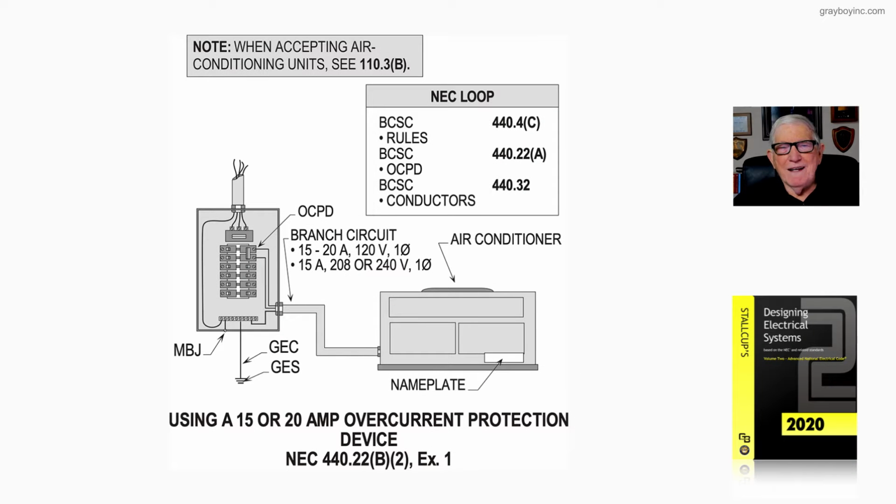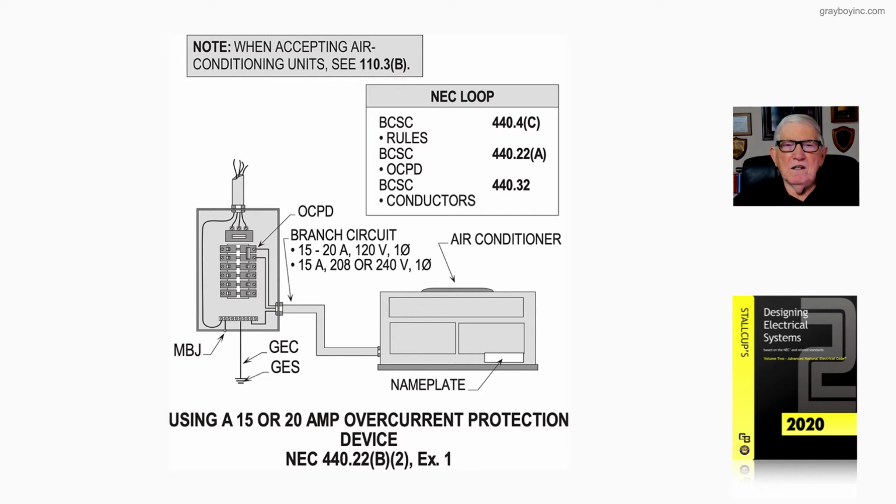Now this figure 19-13 deals with using a 15 or 20 amp overcurrent protection device where the AC unit is 120 volt, 208 volt, or 240 volt type units. In other words, they're 250 volts or less.